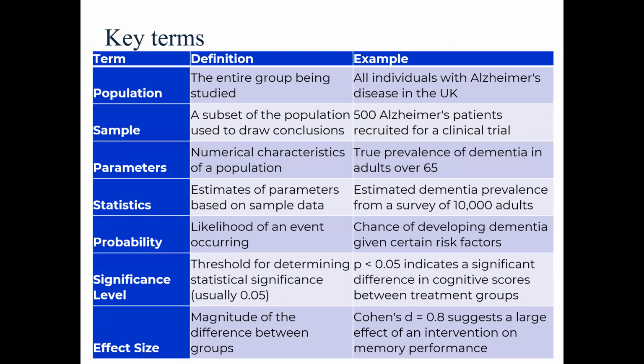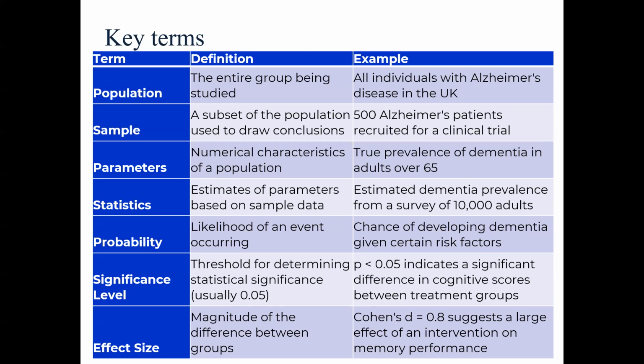Key terms that you need to know about when you're doing data analysis. The population is the entire group being studied, for example all individuals with Alzheimer's in the UK. The sample is the subset of the population used to draw conclusions, for example 500 Alzheimer's patients recruited for a clinical trial. Parameters are the numerical characteristics of a population, such as the true prevalence of dementia in adults over 65. Statistics are the estimates of the parameters based on sample data, for example estimated dementia prevalence from a survey of 10,000 adults. Probability is the likelihood of an event occurring, for example your chance of developing dementia given certain risk factors.